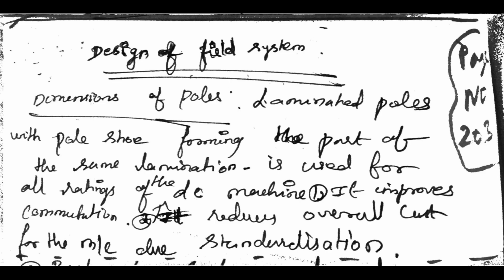Good morning to all. Electrical machine design. Design of field system. Dimensions of poles. Laminated poles with pole shoe forming part of the same lamination are used for all ratings of the DC machine. First point, it improves commutation. Second, it reduces overall cost for the machine due to standardization.